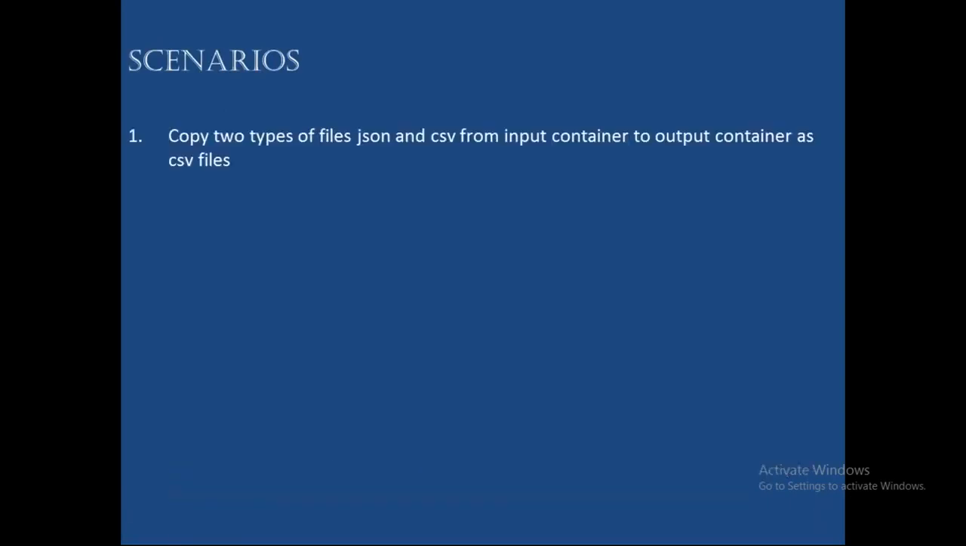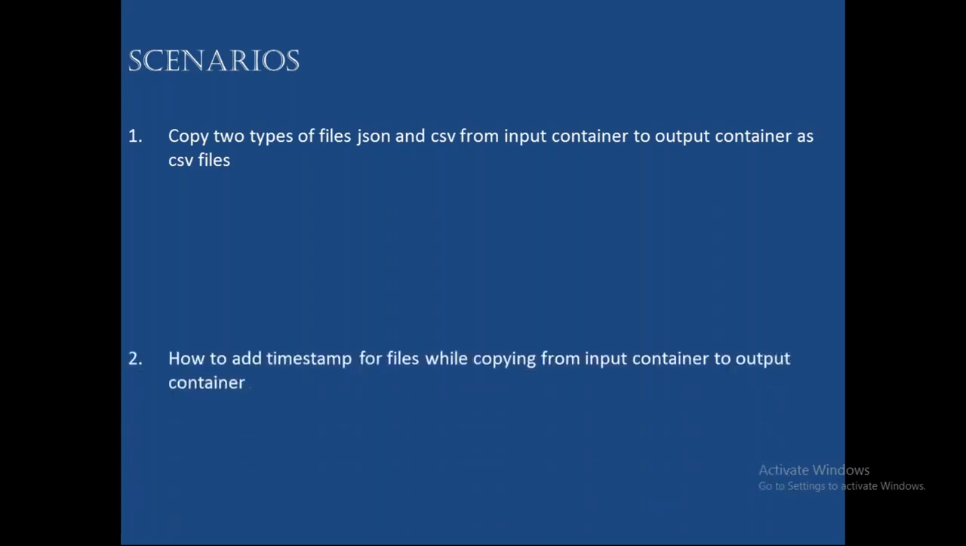So the first scenario is the same as whatever we discussed. We need to copy. We will have an input container, we will have an output container. My goal is to move entire files from, it's not a move, it's something different. Okay, I want to copy files from input container to the output container. In my input container, I have a CSV file and a JSON file. These two files I need to convert into CSV and load into the output container. That is my first requirement.